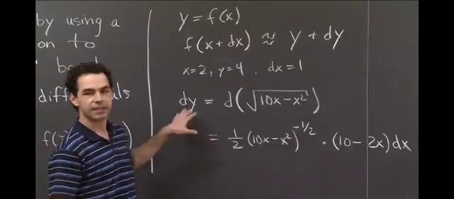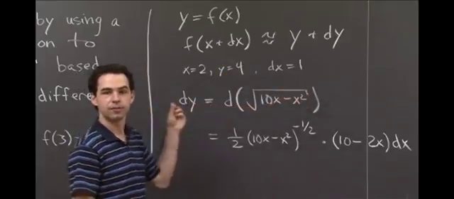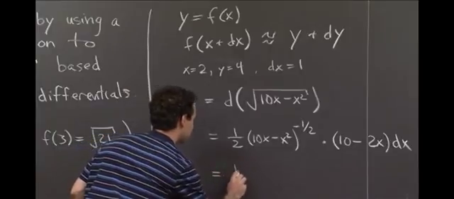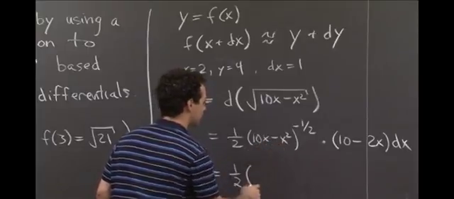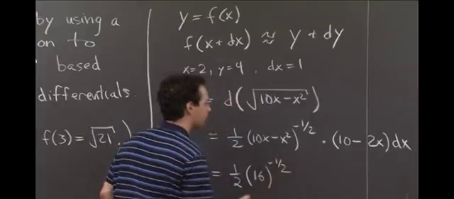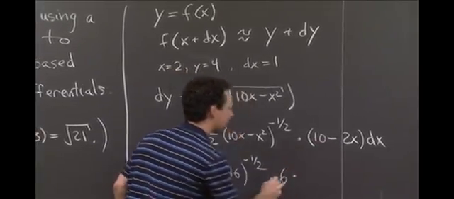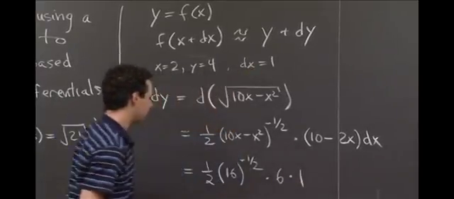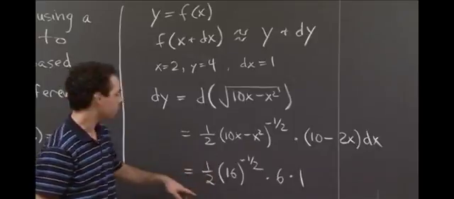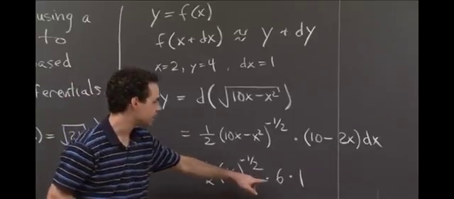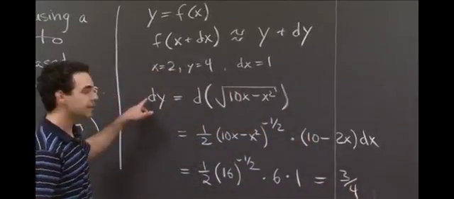But we want this value at this particular point in question, where x equals 2 and dx is equal to 1. So the value of dy that we want is equal to 1/2 times 10 times 2 minus 2 squared, that's 16 to the minus 1/2, times, since x equals 2, 10 minus 4 is 6, times dx, which is just the 1 that we're interested in. 16 to the 1/2 is 4, so 16 to the minus 1/2 is 1/4. So this is 1/2 times 1/4 times 6, that's 6/8, which is 3/4. So our dy is 3/4.